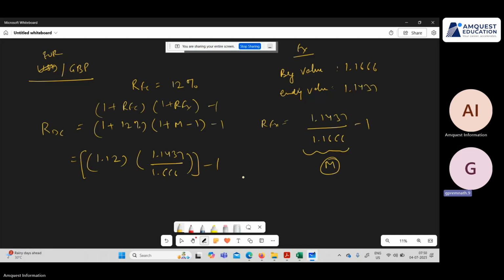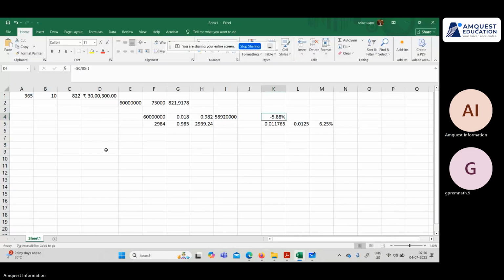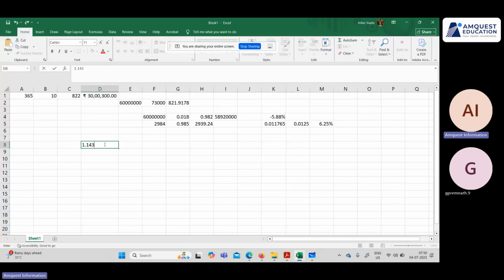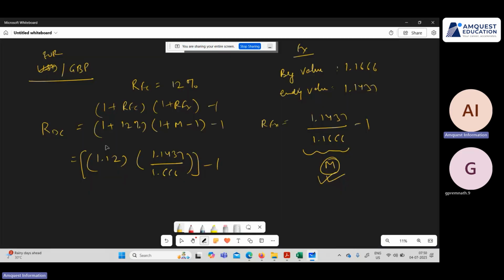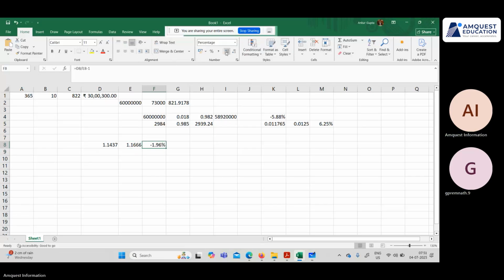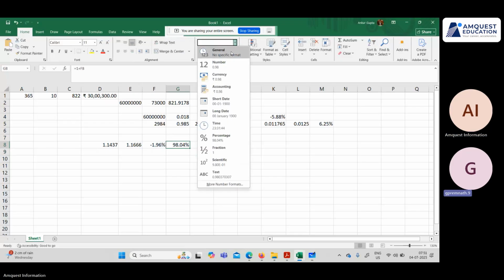Suppose you calculate RFX. Let's just do that. Okay, let's calculate this. One second. 1.1437, and this is 1.1666. This is what you got. And then you do 1 plus of this. Is that okay? No, let's just not do that.